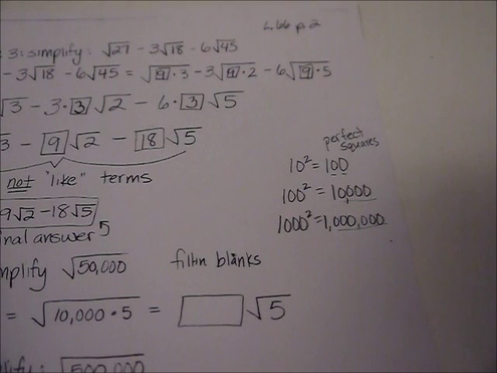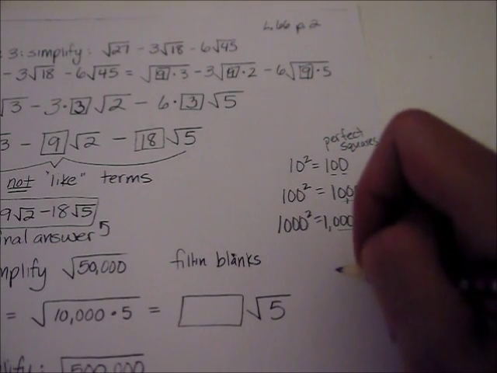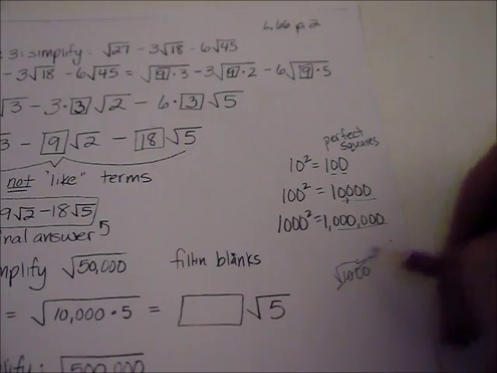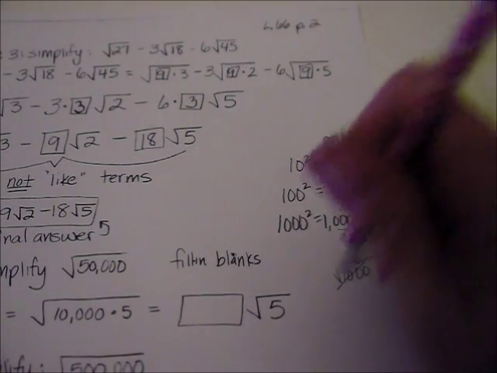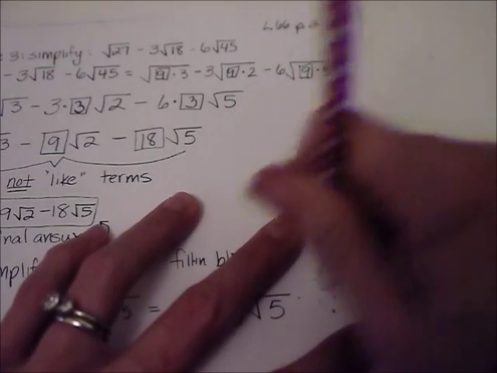All right, so what we're saying then is that there's no perfect square root of 1,000. It's going to be a reduced radical. It's not going to be a perfect square root. All right, I hope that meant something to you.